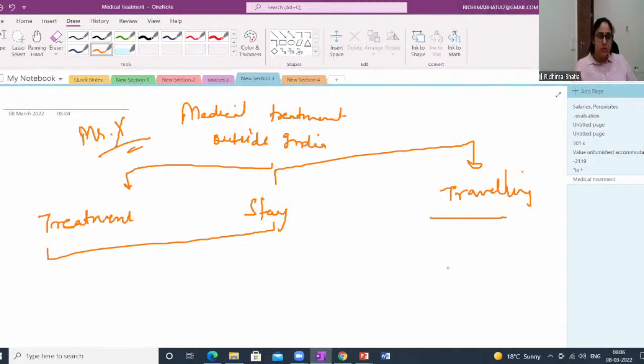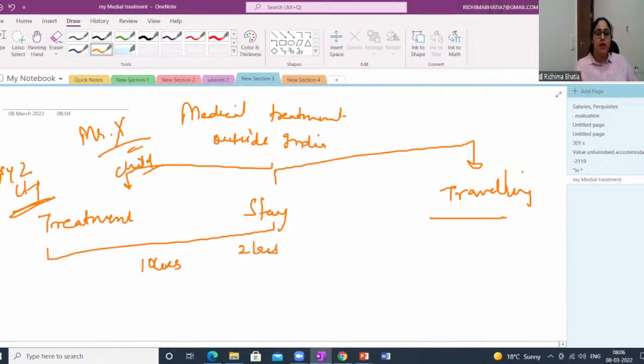Mr. X and his child are getting treated. Now, every expenditure is taken care of by the employer, XYZ Limited. So suppose 10 lakhs is the treatment cost, stay cost is 2 lakhs, and traveling cost is 1 lakh. Now, what could be the taxability? And all of this total is borne by the employer. The moment it is borne by the employer, it is a perquisite, correct? But there is certain exemption there.